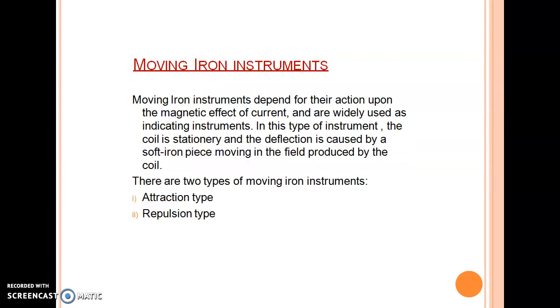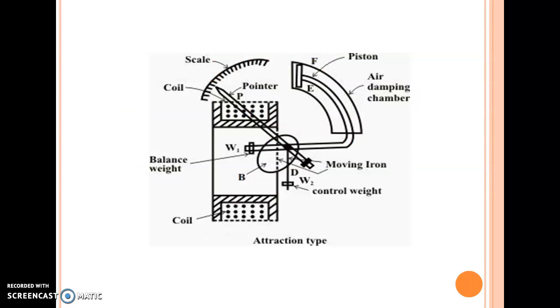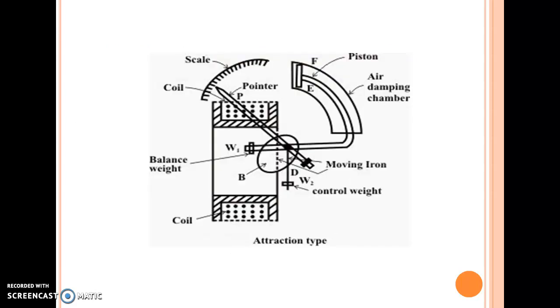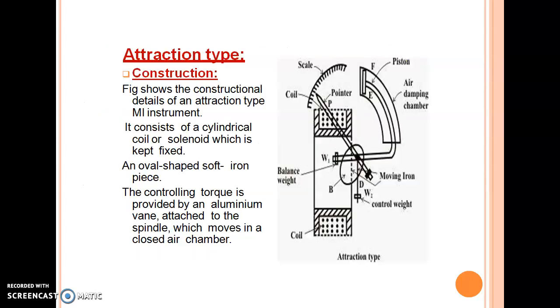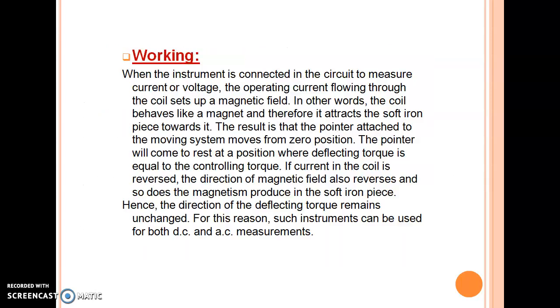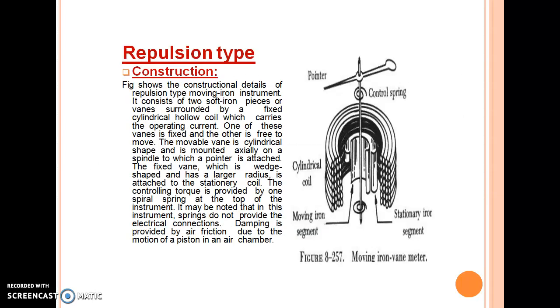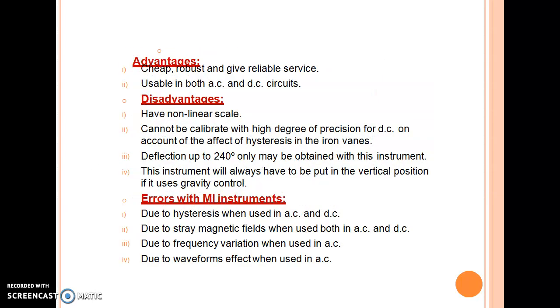Moving iron instruments are of two types: attraction type and repulsion type. This is a construction of attraction type, and this is the principle of attraction type instruments. Here we use air friction damping, and this is the working of a repulsion type. Here we see two iron pieces, one fixed and the other one a moving iron piece. So this is the construction diagram and working principle of repulsion type instruments.